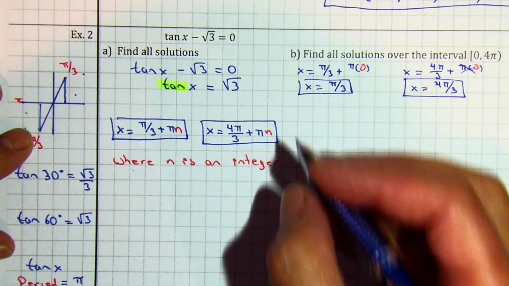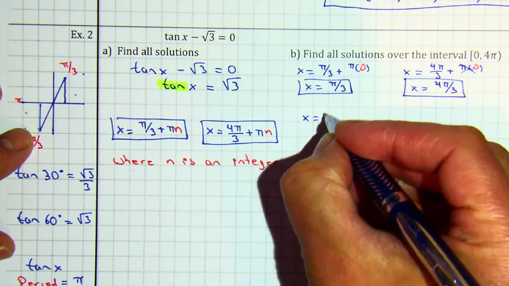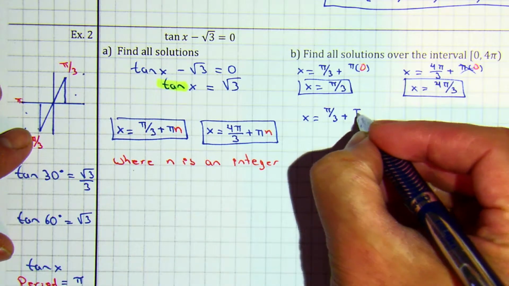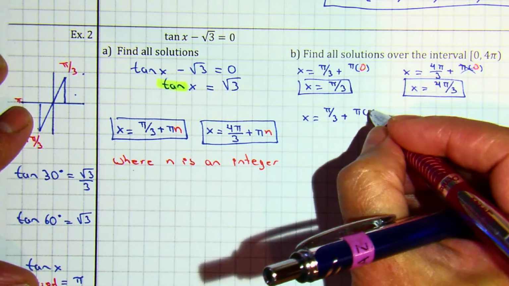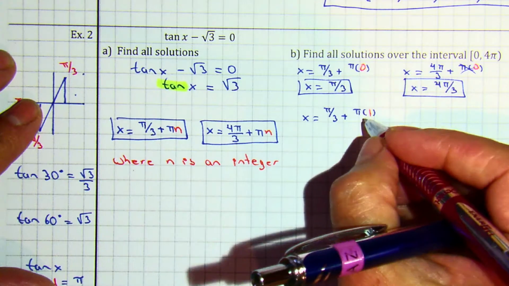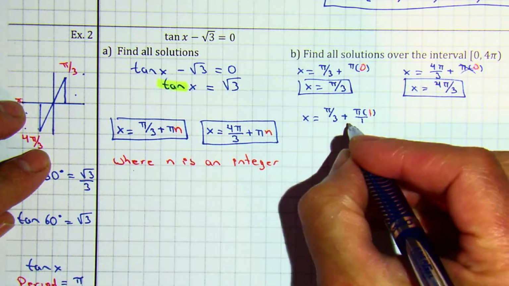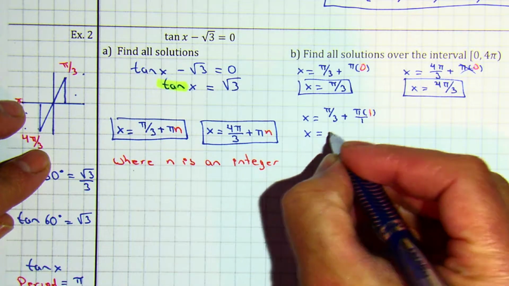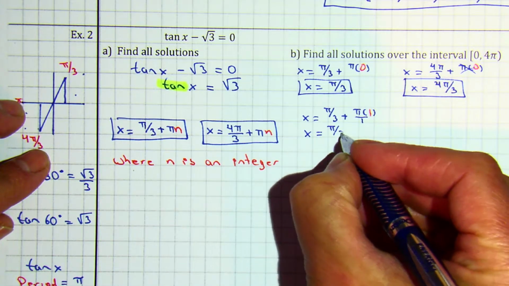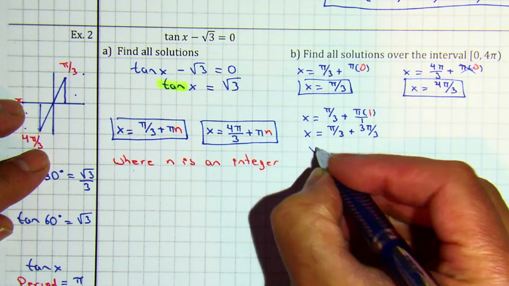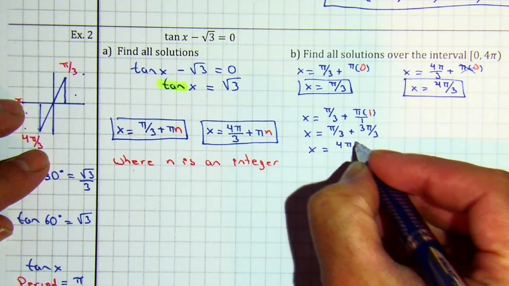Now I'm going to plug in a 1. X equals pi over 3 plus pi. Now I plug in a 1. Well, this is going to be pi. I'm going to place over 1 and I'm going to multiply by 3. So therefore I end up with pi over 3 plus 3 pi over 3, which is 4 pi over 3.